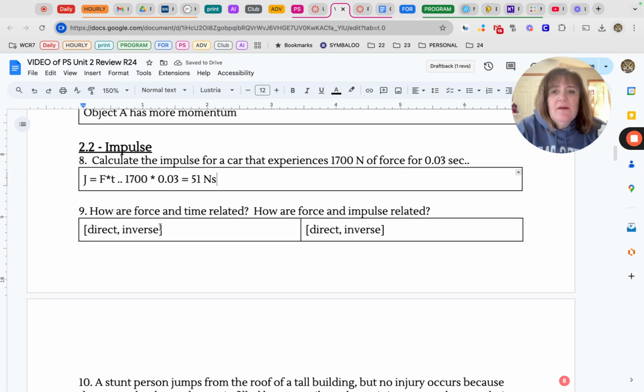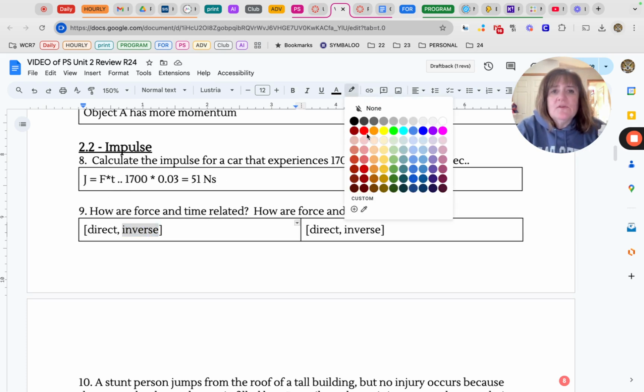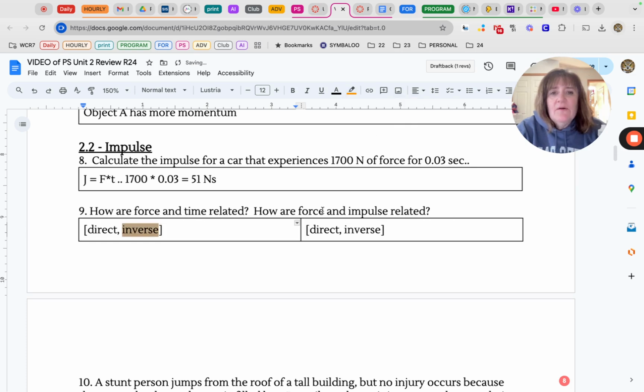Number 9, how are force and time related? Remember, if they're on the same side, they are inversely related. How are force and impulse related? If they go across the equal sign, they are directly related.